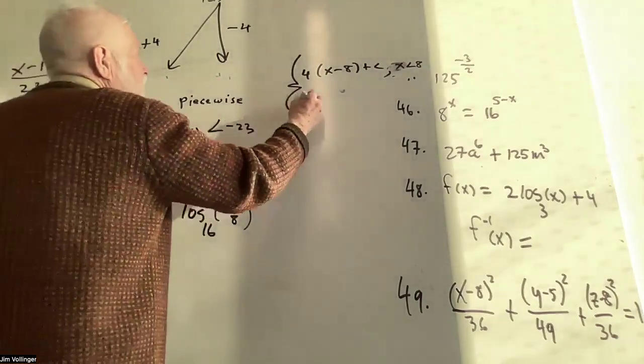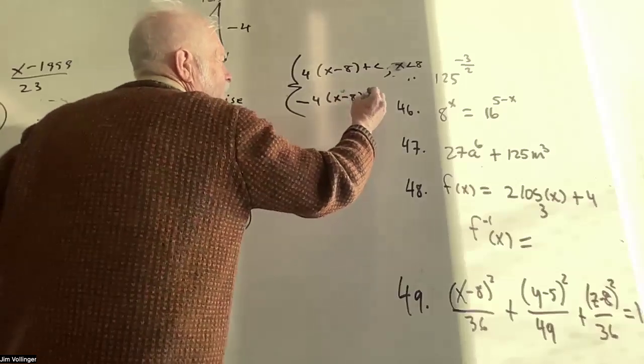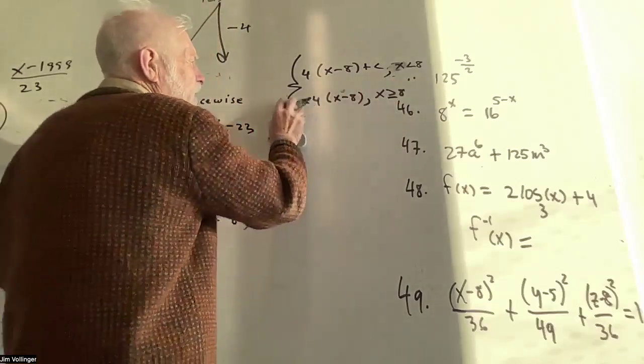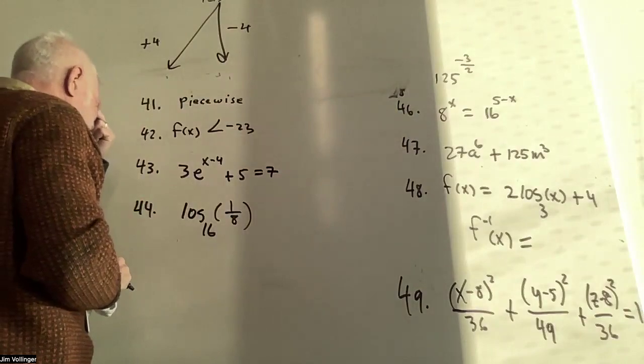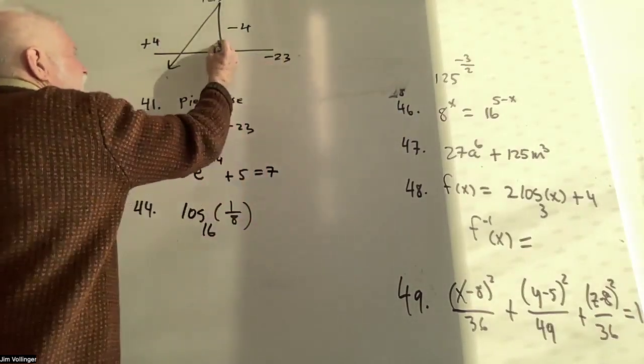So then I've got negative 4. This is going down at 4. x minus 8. For x's that are greater than or equal to 8. So that's the piecewise. And I think I asked, when is it less than negative 23? So here's negative 23 somewhere down here. Less than is all of this.